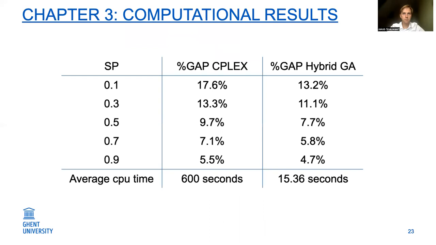The results of this genetic algorithm showed that the genetic algorithm clearly outperformed CPLEX, and it also did that in a fraction of time. And as you can see, as we already explained in the regression tree, the higher the SP value, the lower the percentage gap will be, or the less hard the instance is.